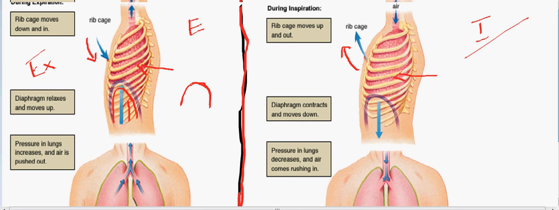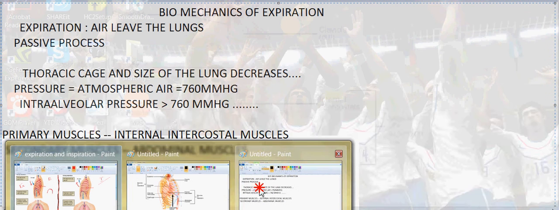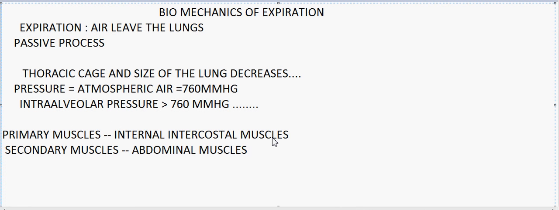That applies pressure towards the lung, and the lung decreases in size, and when the pressure inside the alveoli becomes positive, the air is expelled out of the lungs. So this is how the expiratory process takes place. The muscles involved are the internal intercostal muscles, which are the primary muscles, and the secondary muscles are the abdominal muscles.